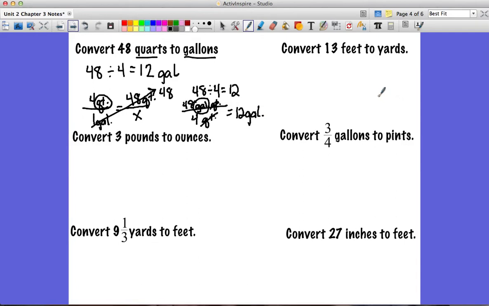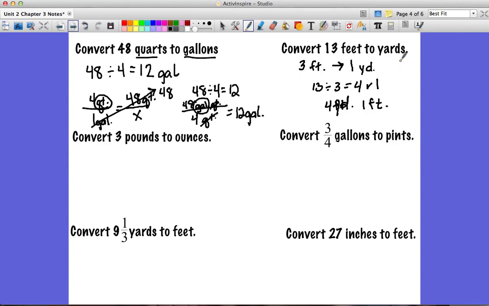Okay, now we're going to look at another one. We're going to convert 13 feet to yards. Again, I can do it one of 2 ways. I know that there's 3 feet in 1 yard. So I'm taking my 13 feet and putting them into groups of 3. I take 13 and divide it by 3. That is going to give me a leftover number: I have 4 with a remainder of 1. I don't leave it as remainder 1. I say that's 4 yards and 1 foot.